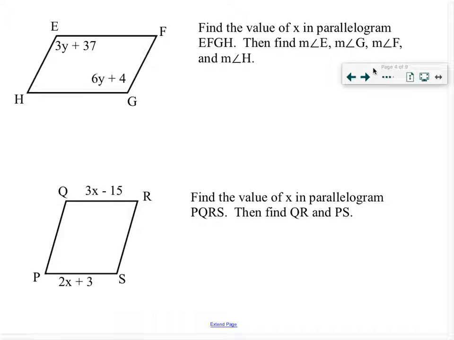All right, in the next one, similar idea. We're told they're all parallelograms, and we have to find different information. So if you would like to maybe try these ones on your own, push pause now, and try it on your own.